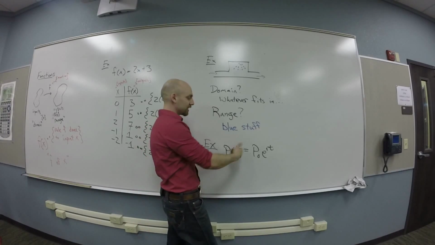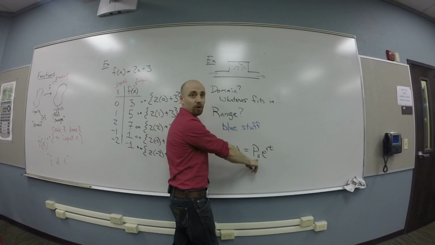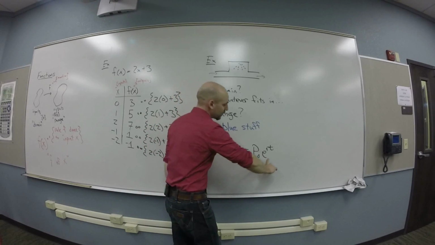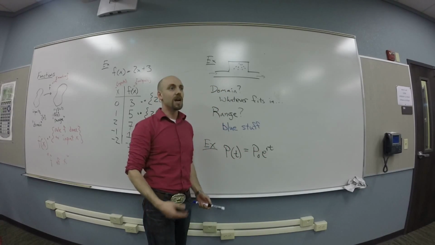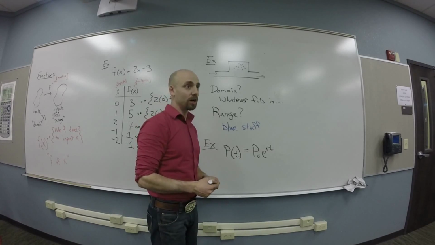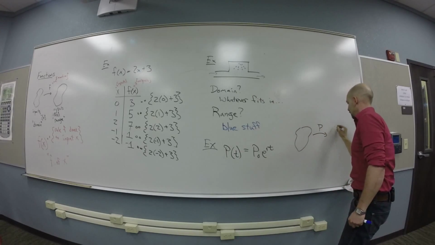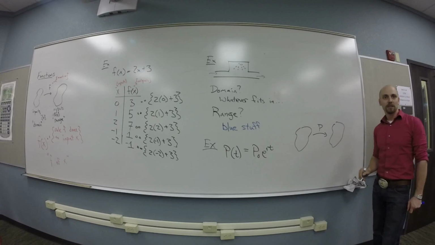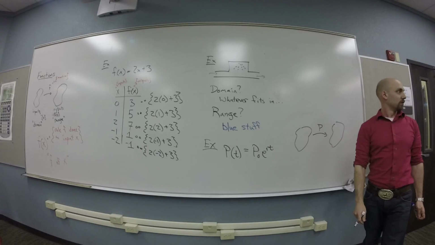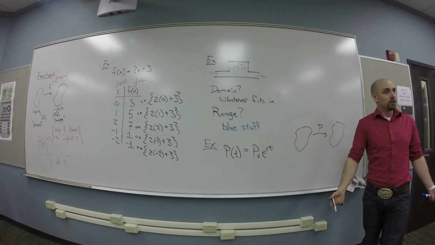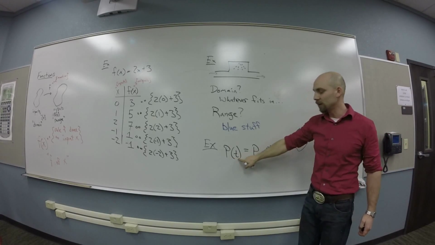So what this does is it takes a time and outputs a population. P0 is the initial population, and this little r is some kind of a growth rate. You guys okay with this? So the thing I'm trying to get at is that this takes an input. What's the input on this? It's a t, right? The rule's name is P, right? So this is the rule P done to the input t.